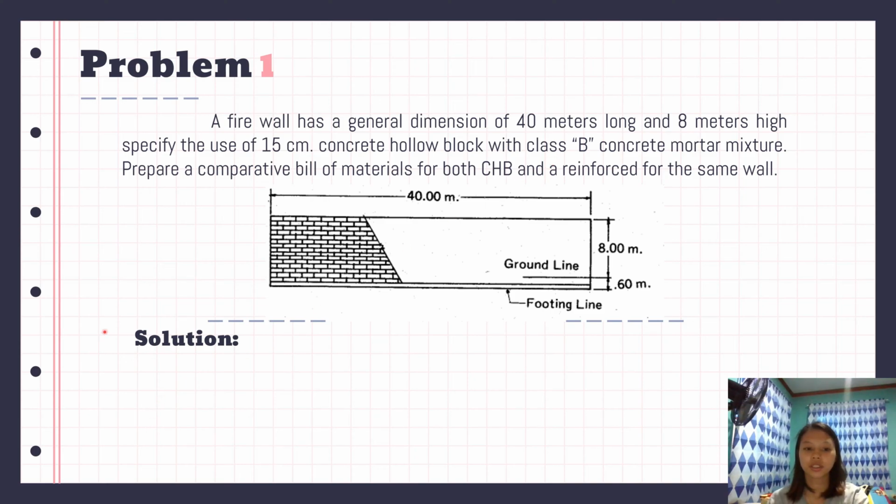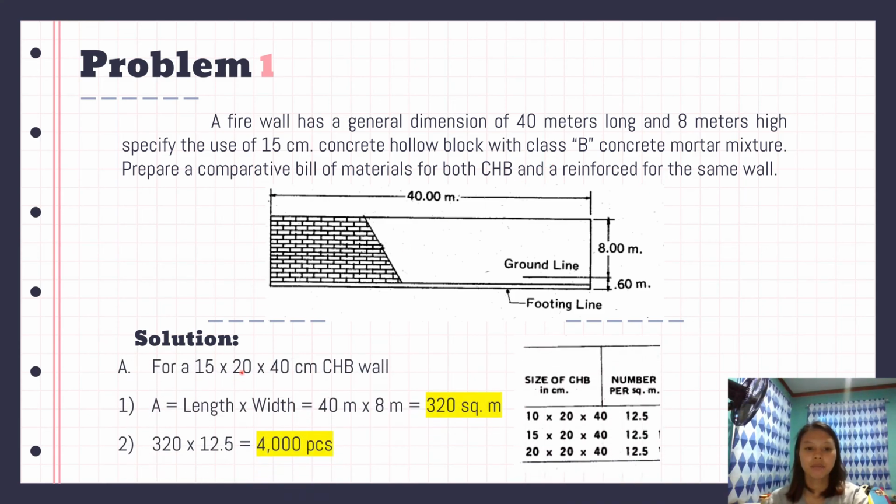Now for the solution, this dimension is the standard product size in the Philippines, which is 15 centimeter depth, 20 centimeter height, and 40 centimeter length. First, we solve for the area of the wall. Length times height is equal to 40 meters times 8 meters, which is equal to 320 square meters.